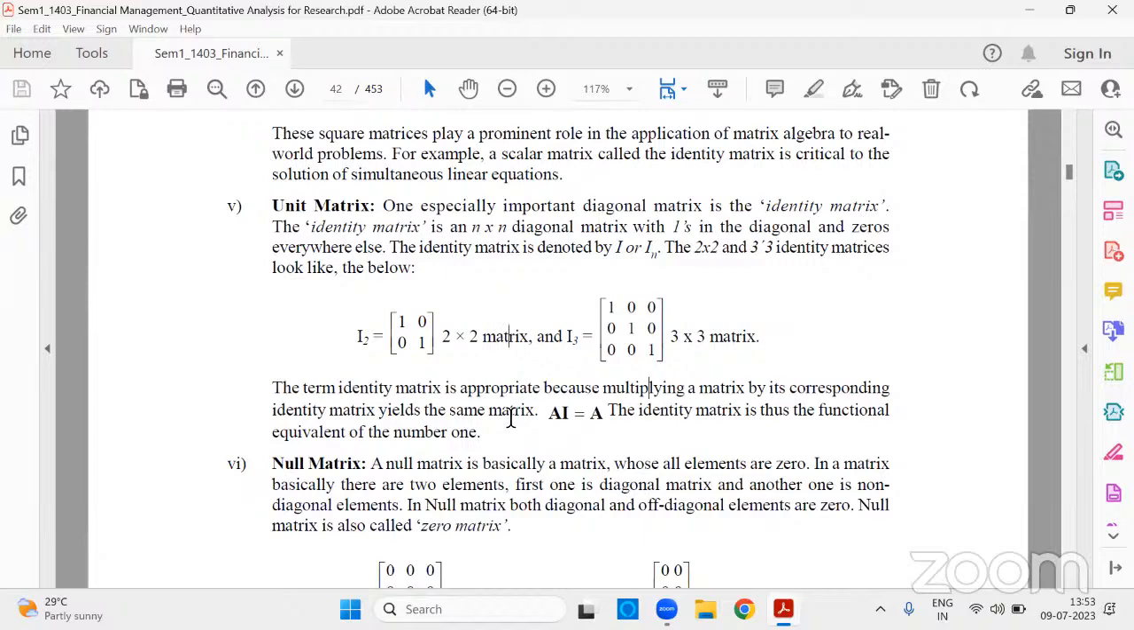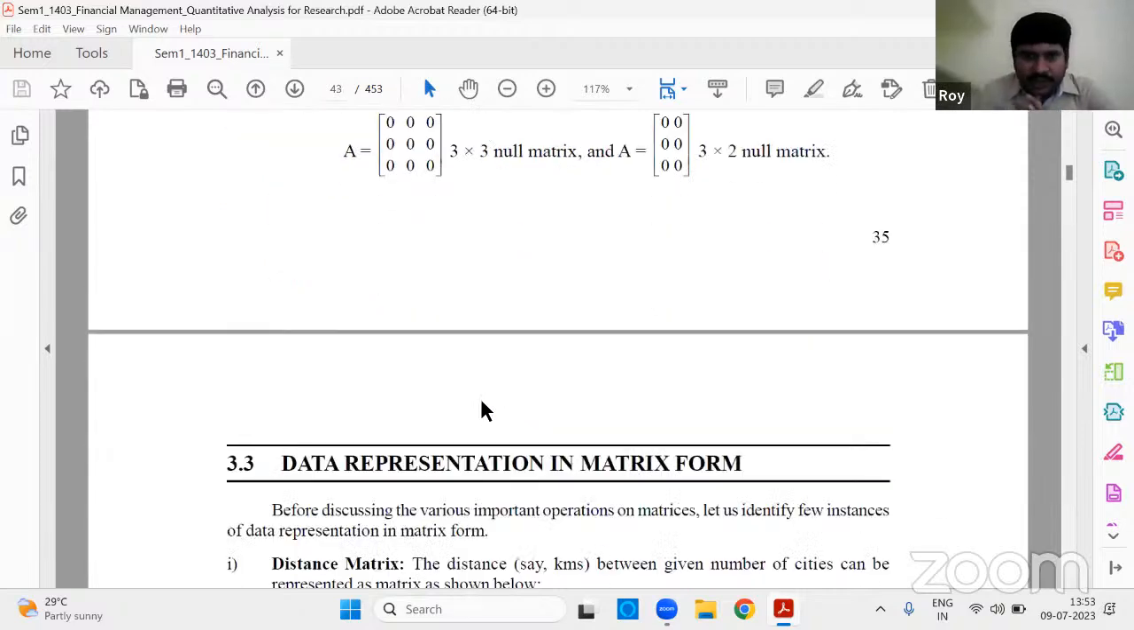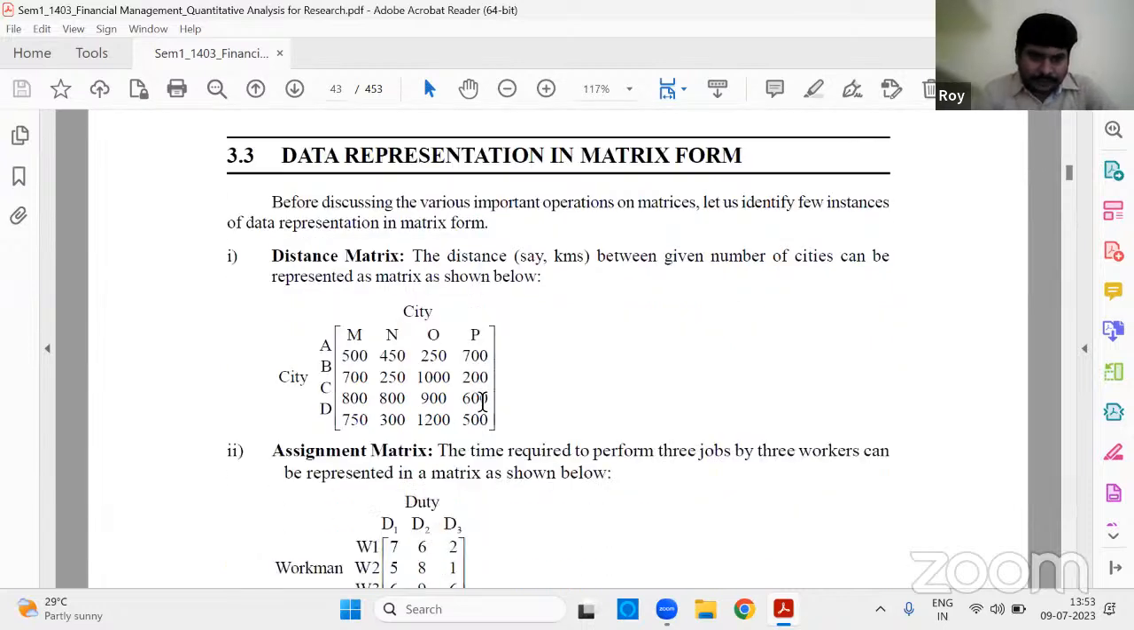Yeah, unit matrix is this. Next, null matrix. In the matrix, if all the numbers are 0, then we call it a null matrix. Now, here we need to understand distance matrix. The distances between the given number of cities can be represented as a matrix. See this? A, B, C, D, M, N, O, P. Right? This is the thing.